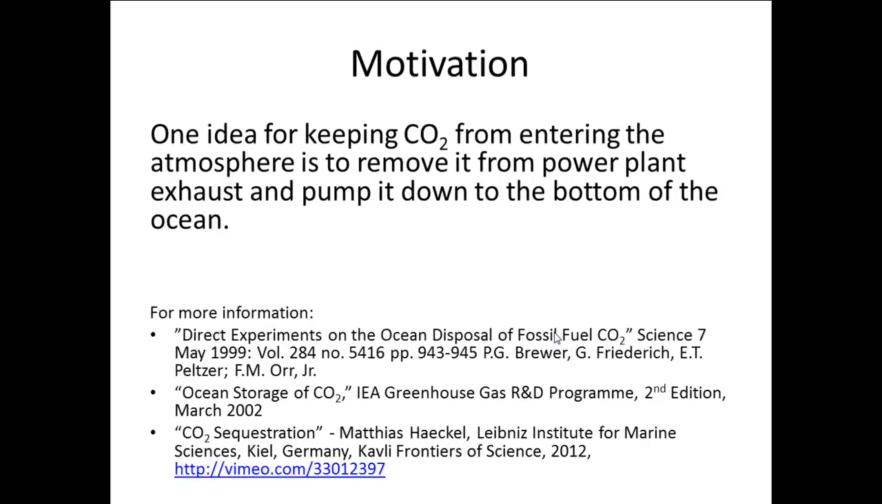Here's the motivation for the example that I will be using. You may have heard of carbon sequestration. One method of carbon sequestration that people have discussed is removing CO2 from power plant exhaust and pumping it deep into the ocean. If you were interested in implementing this idea, there are a lot of questions you would need to answer. For example, what impact would the CO2 have on marine life? How long would the CO2 stay in the ocean before getting into the atmosphere, etc.?